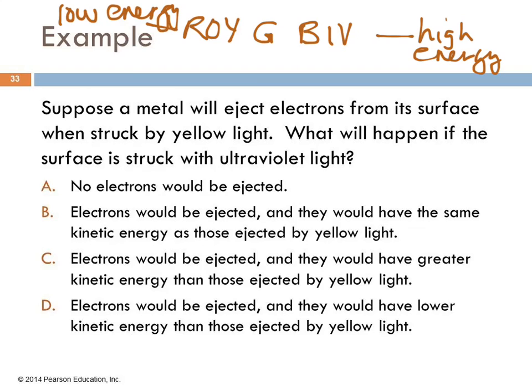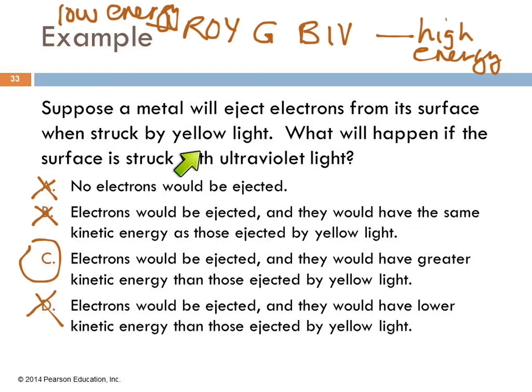So will it be A, no electrons? No. The electrons are ejected, and they're going to have the same kinetic energy as those ejected by yellow light. No. They're going to be ejected, and they have greater energy. Yes. Let's at least think about that last one. Electrons would be ejected, and they would have lower kinetic energy than those ejected by yellow light. No, that's not true.